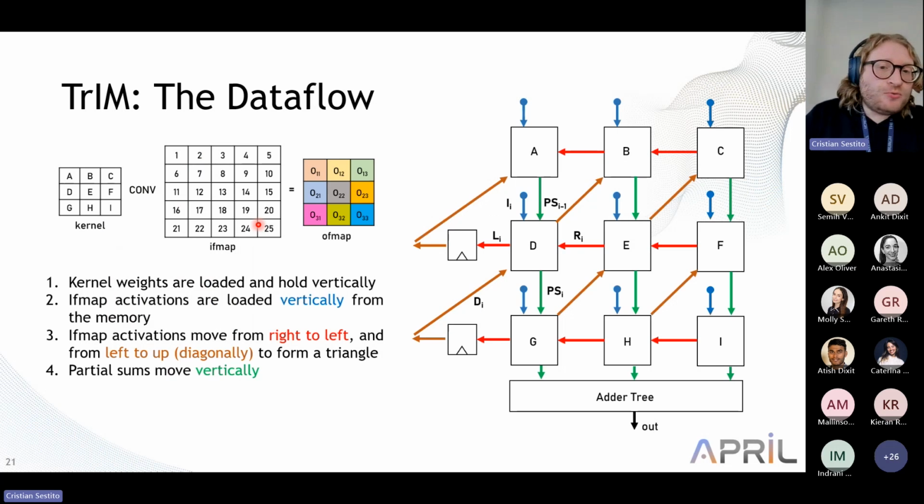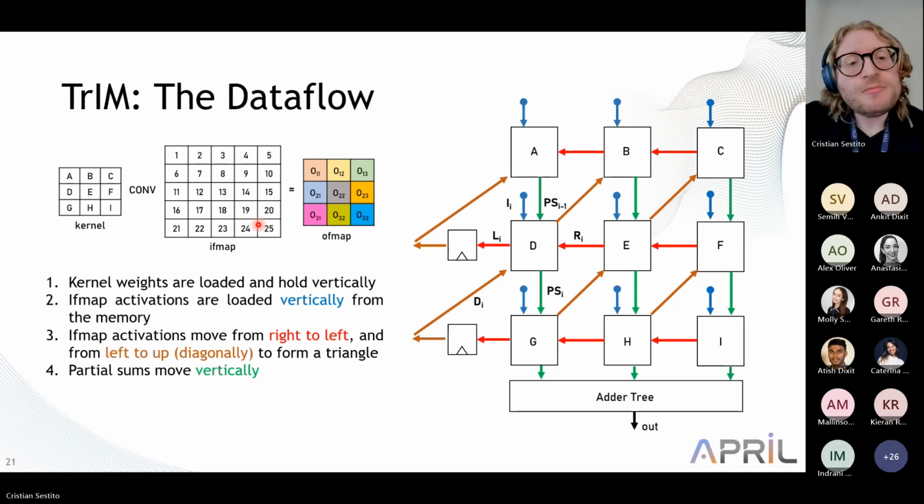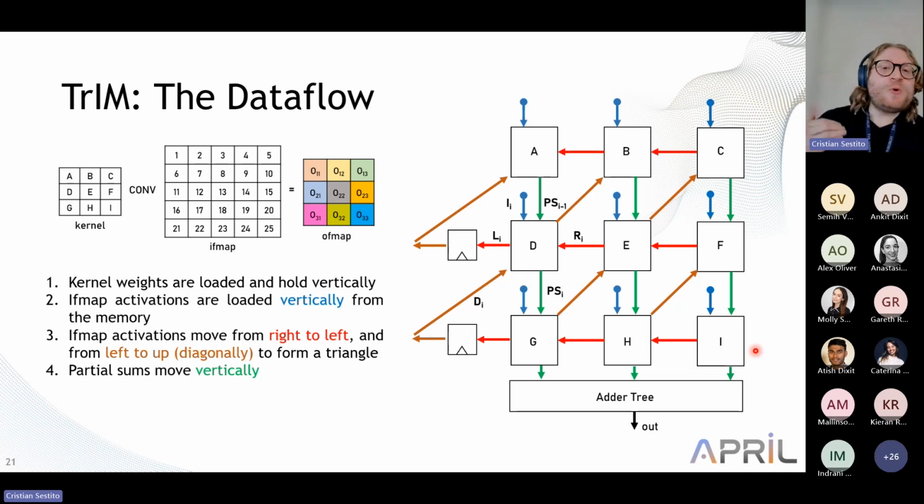Now, let's briefly explain how the data flow works and then see an example together. First of all, we load the weights, so the kernels, from the external memory. We load them vertically and we freeze them at the processing element level. From this point of view, this reminds of the weight stationary data flow, where we freeze the weights and use them as long as they are required.